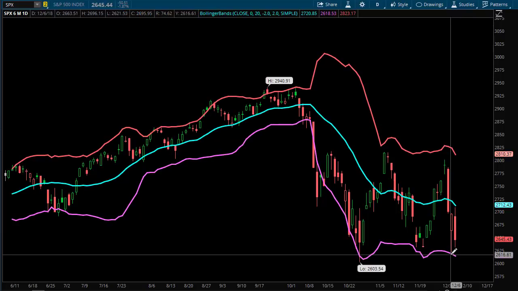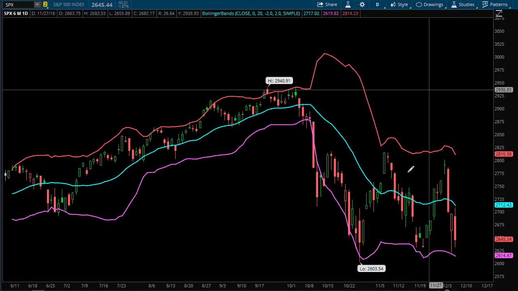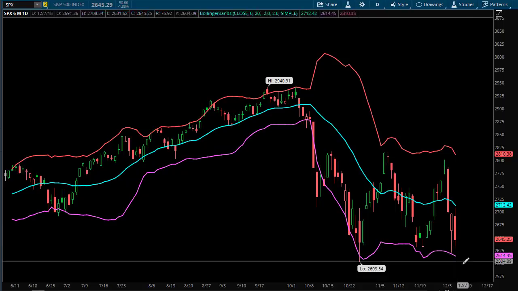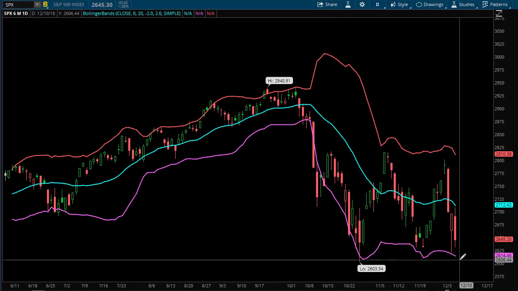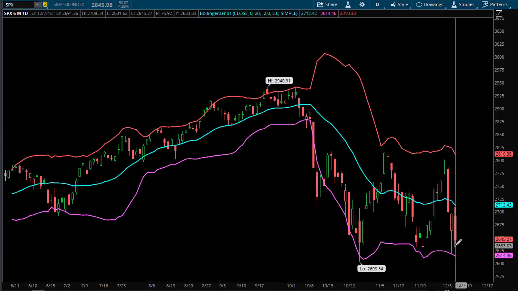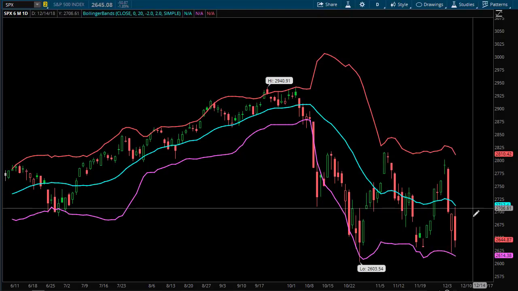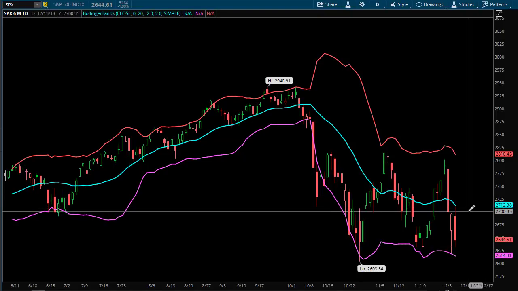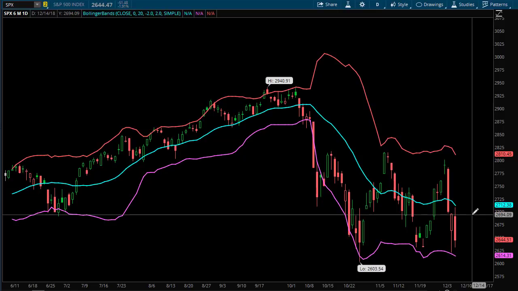And I think to really flush out the weak hands, if you will, you would need to move below there. So I'm going to be watching this lower band for long entries. Now, if we rally back up to the middle band next week, then we can determine, okay, should we short the middle band? What's the rest of the market doing?